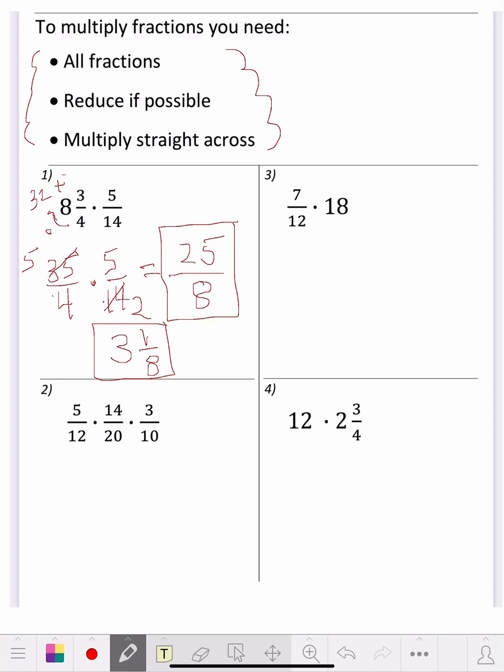Let's go to the next one. I can rewrite this as 7/12 times 18/1. Can I reduce this any more? I think I can. Let's see. 2 goes into 12 6 times.